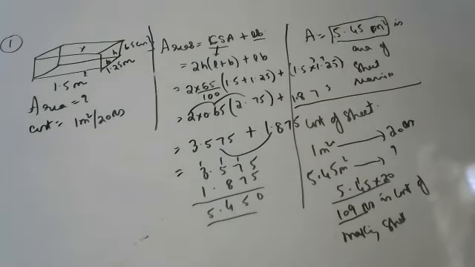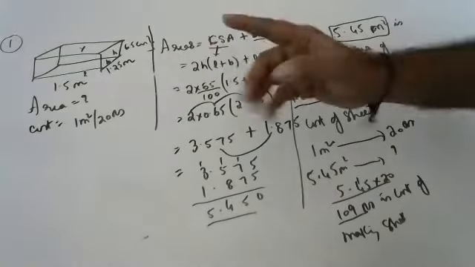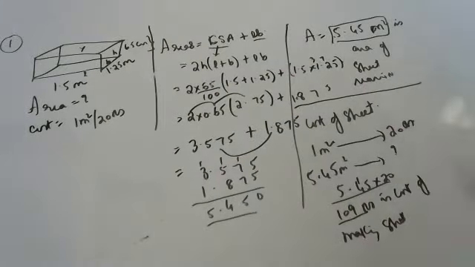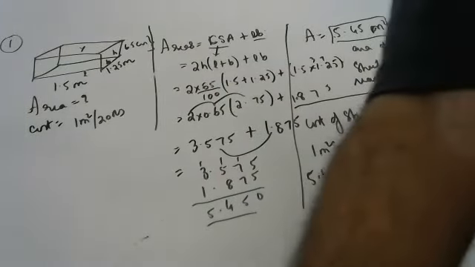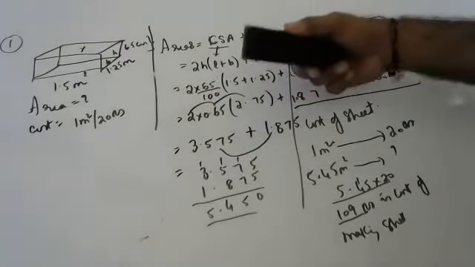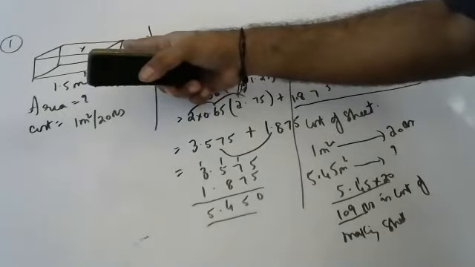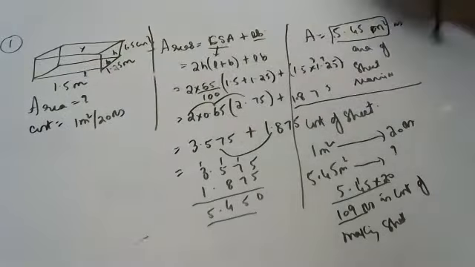Any doubt, anyone? Anyone have any problem, children? No, sir. So children, four walls I took, down I took. Up is open. He only said in the question that up is empty. So four walls plus base I took. Base means LB. Side is BH, and front is LH.